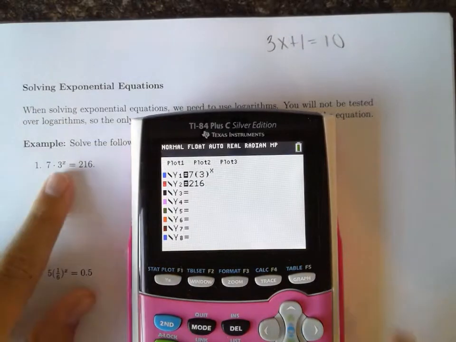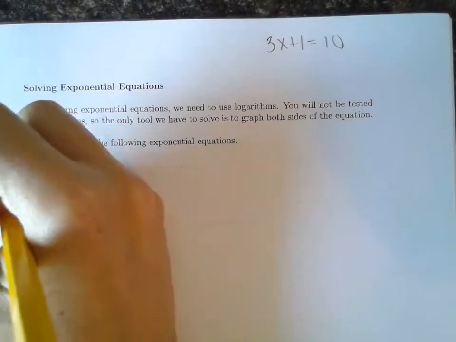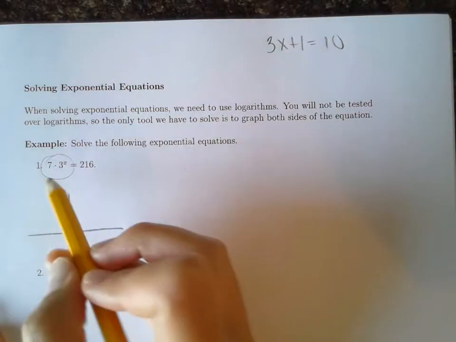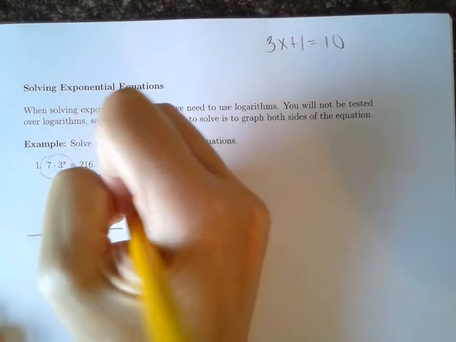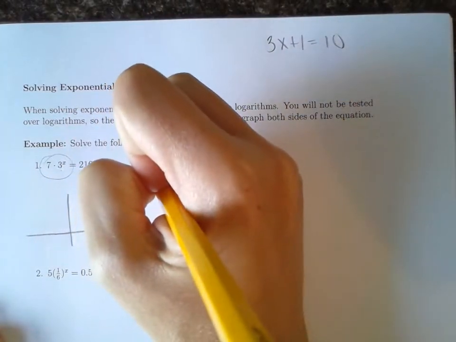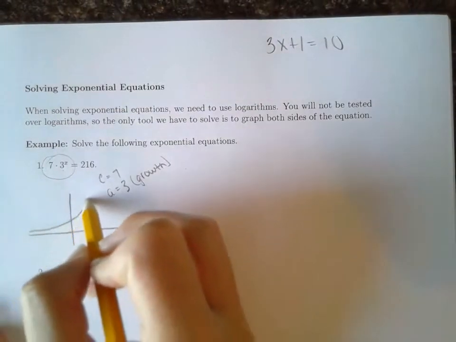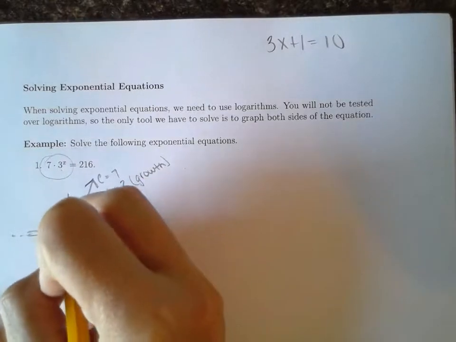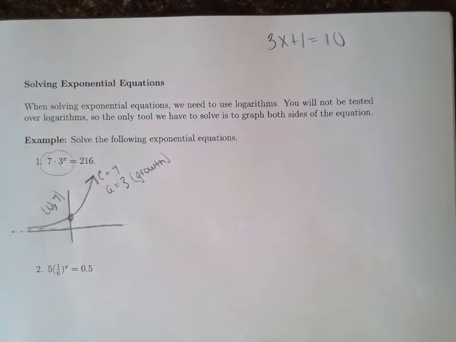Okay, this 7 times 3 to the x, I'm just going to do a quick picture since we didn't graph any exponential functions. This is growth. You have c equals 7, a equals 3, so this is growth. Exponential growth always looks like this. You have an asymptote here, and this point is 0, 7, or 0, c.